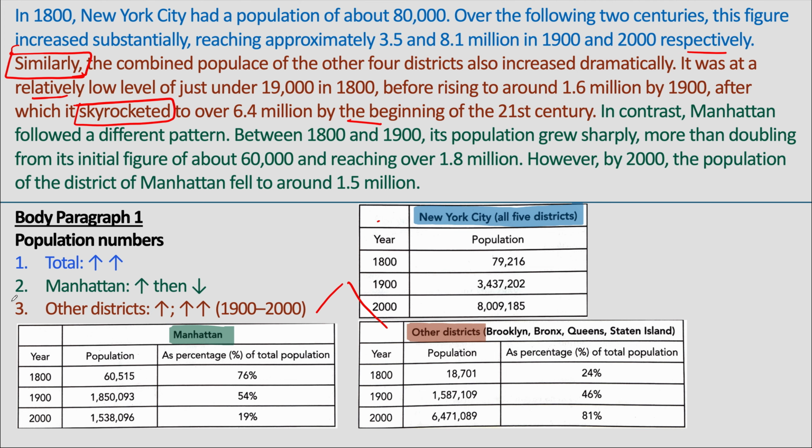Now we mention the Manhattan population. Because the trend was the same for the total population and the other districts, we had started with the transition word similarly. Here we are starting with a contrast phrase, in contrast, because there is a difference in the trend. So we start with in contrast, Manhattan followed a different pattern. Then we write about this increase first and then the decrease.